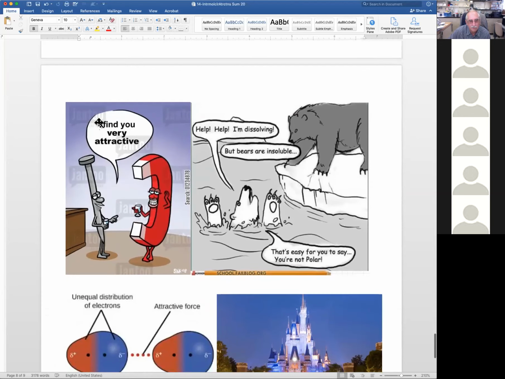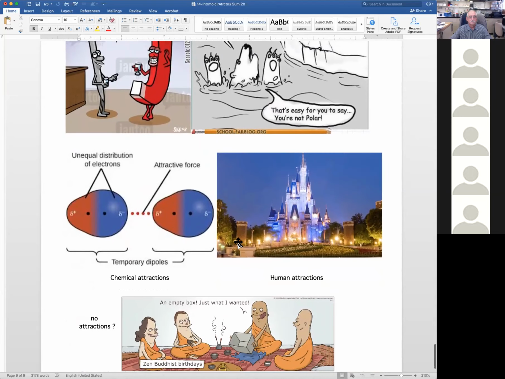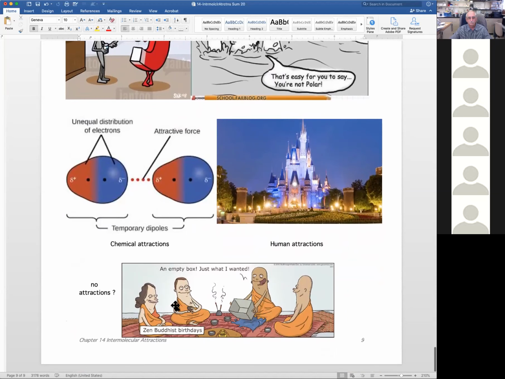So anyway, I just really liked this one. It was just so stupid. I couldn't help it. And then this one is like, oh, because you're a polar bear. So here are some chemical attractions. Here's some human attractions. And maybe no attractions. So anyway, that's chapter 14. Any questions about that?